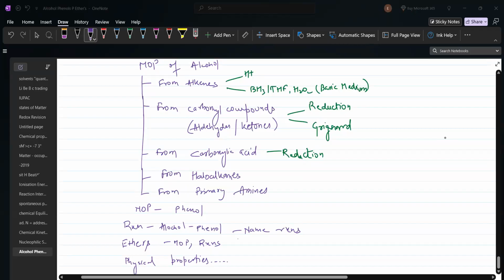There are other methods as well, but they are not important from the point of view of NCERT or boards. So the method of preparation of alcohol from alkene is already done in the last class. You can see the lecture.